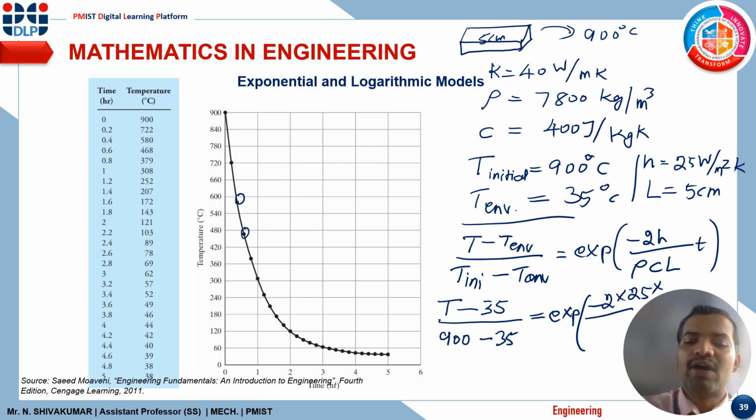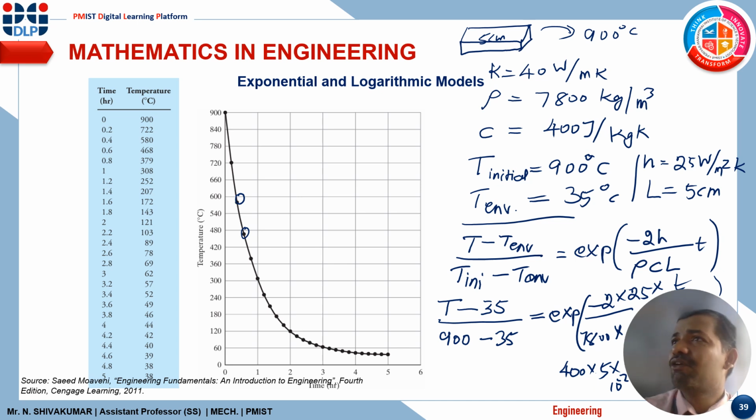Okay. Next, what is rho? Rho for the steel is 7,800, multiplied by C. C is 400, multiplied by L. What is L? L is given as 5 centimeter. So the centimeter has to be converted into meter. Okay, 5 centimeter is 5 into 10 power minus 2. So this is the equation.